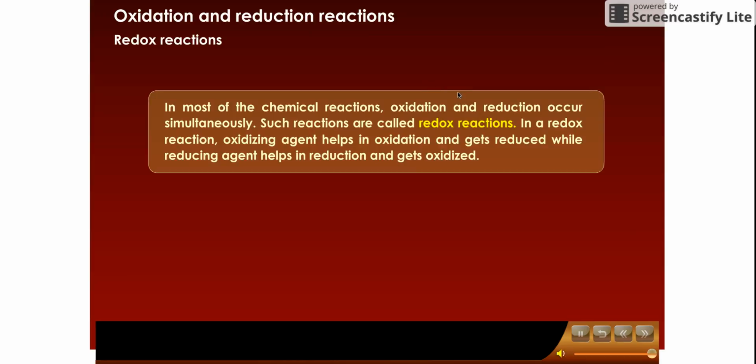Redox reactions. In most of the chemical reactions, oxidation and reduction occur simultaneously. Such reactions are called redox reactions. In a redox reaction, the oxidizing agent helps in oxidation and gets reduced, while the reducing agent helps in reduction and gets oxidized.